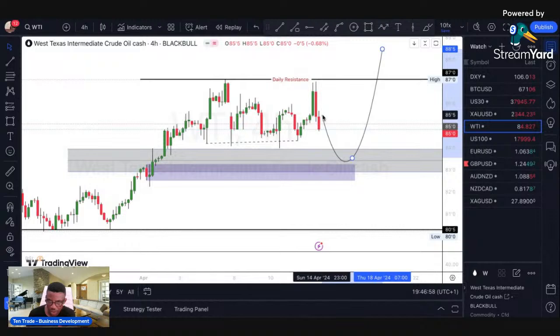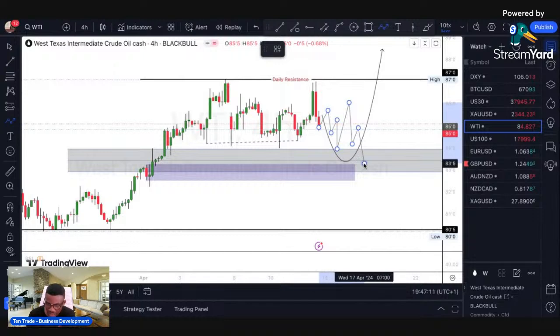So our expectation is going to be to the downside. Now, remember, we never said it's going to drop down straight this way. It's going to do its thing, whatever it's going to do. But once it drops inside our zone, we'll begin to look for structure again.